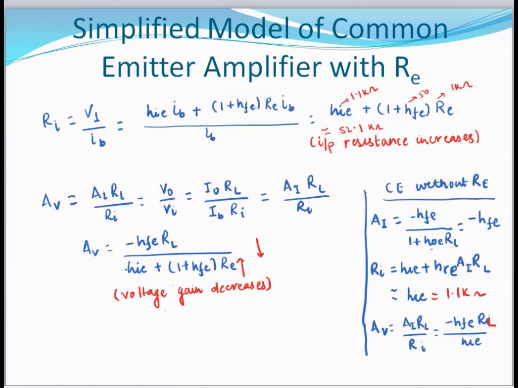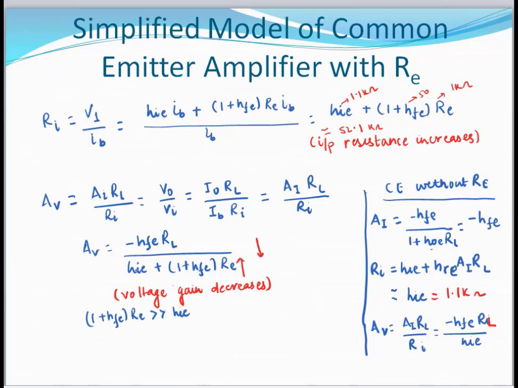the value of hie term is very small as compared to (1 plus hfe) RE. If you take the value of RE as 1 kilo ohm and hie equal to 1.1 kilo ohm, this term is very high. So as a first approximation for further simplification of voltage gain, we take (1 plus hfe) RE is very much greater than hie.